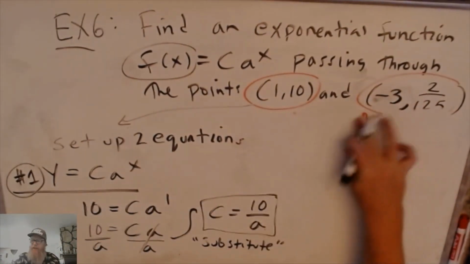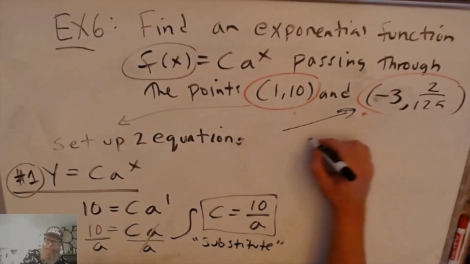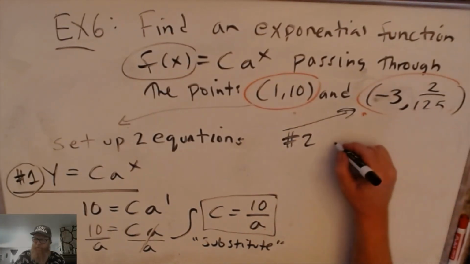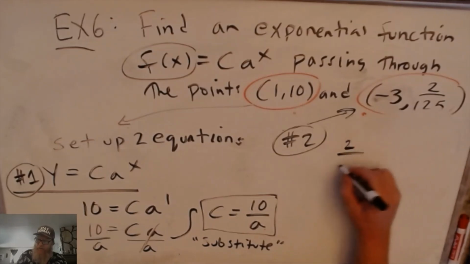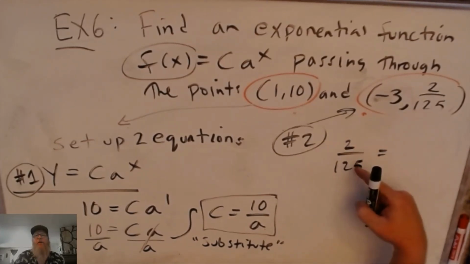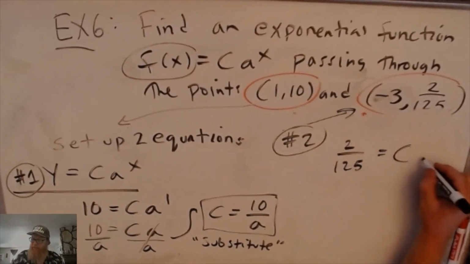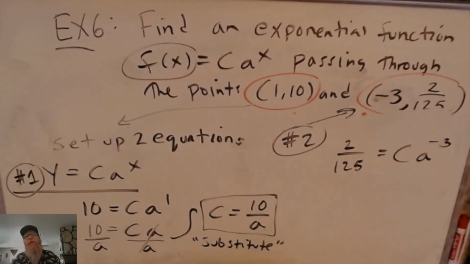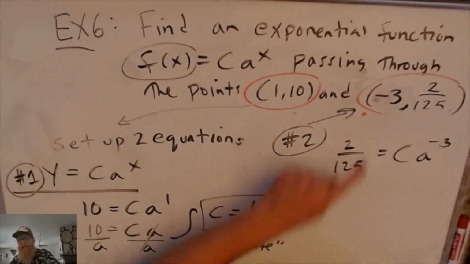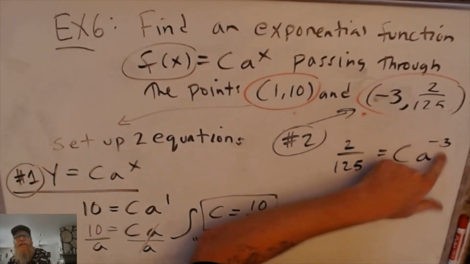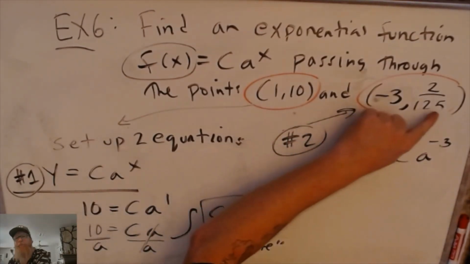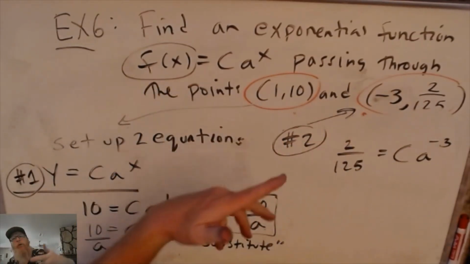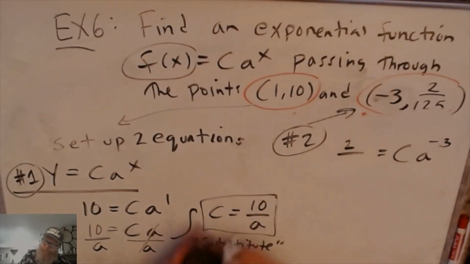Now we're going to use the other equation by plugging in the other pair of numbers. So we have 2 over 125. That's our y. And then we have C A to the negative 3 power. Remember, x is the exponent. That should be pretty easy to remember. And then y is the same as f. Y is the output, or the y value of the function.